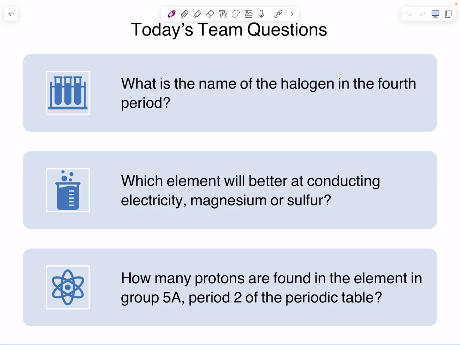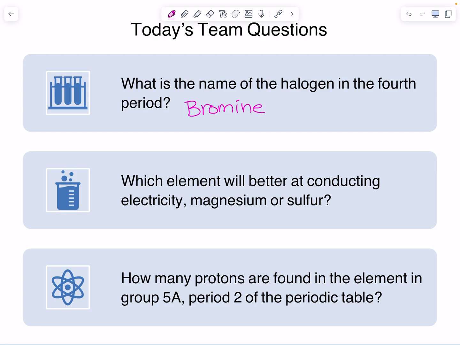So what is the name of the halogen in the fourth period? Bromine. 1, 2, 3. Bromine is the third one down, but it is the fourth period, because there's an extra row. So bromine is the halogen in the fourth period.